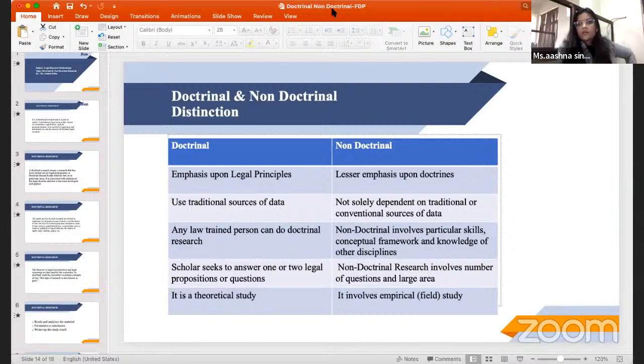All right. Thank you so much, everyone. Okay. Thank you so much, ma'am, for the elaborate discussion about doctrinal and non-doctrinal research. Now I would like to call the third speaker for today's session. The third speaker is Ms. Sunena, and her topic is role of tools of data collection in legal research, distinction between primary and secondary data. Over to Sunena, ma'am.